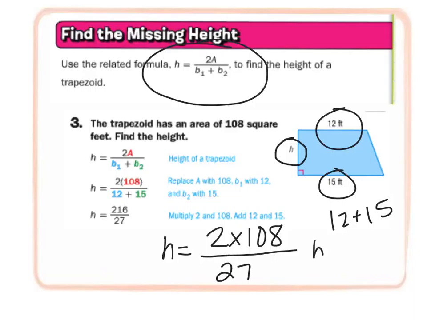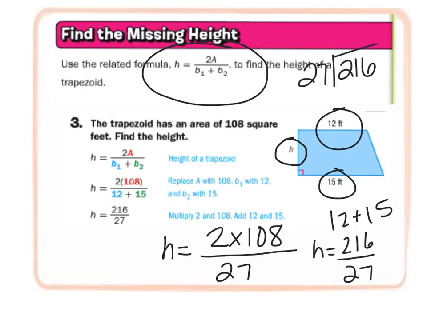So my h equals 2 times 108, and I double that and I get 16, so I carry the 1. 0 plus 0 plus 1 is 1. Then 2 ones would be 216 over 27. Okay, and then I need to figure out 216 divided by 27. I'm going to do that up here.